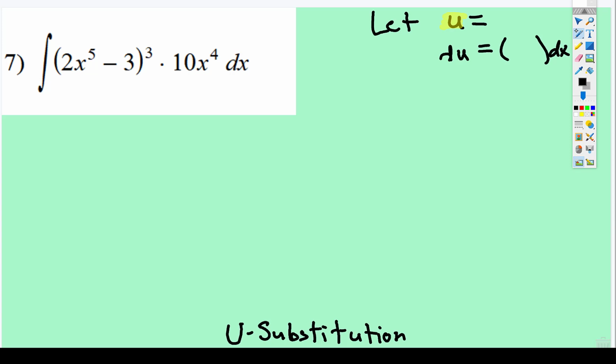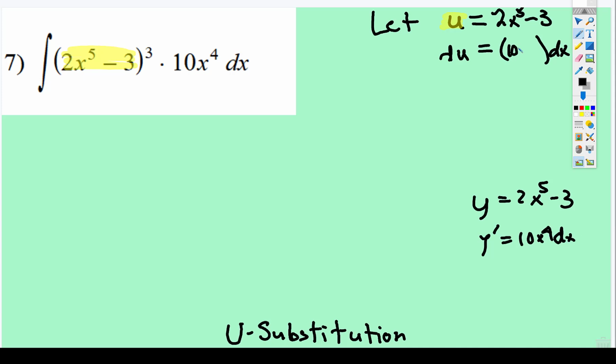So here's the trick. Whatever is under the exponent, that's the biggest point. Whatever's under the exponent becomes the u. So 2x to the fifth subtract 3. All right? Now, what is the derivative of 2x to the fifth subtract 3? Well, the derivative would be 10x to the fourth. And then tack on that dx. So 10x to the fourth dx.